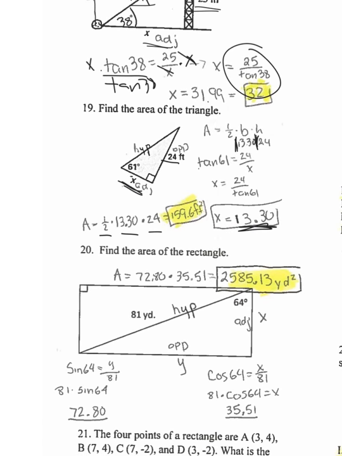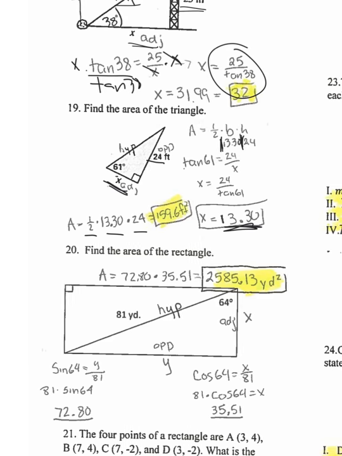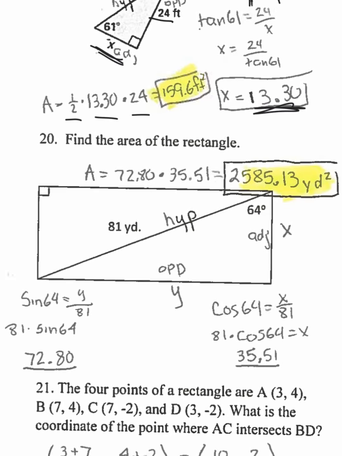Find the area of a rectangle. Similar thing, except you have neither the base or the height. So given this angle of 64, you can set up opposite, adjacent, hypotenuse. The only thing you have is 81. So I set up one problem to find the base, which I labeled y, and one problem to find the height. Two separate problems, I should say.